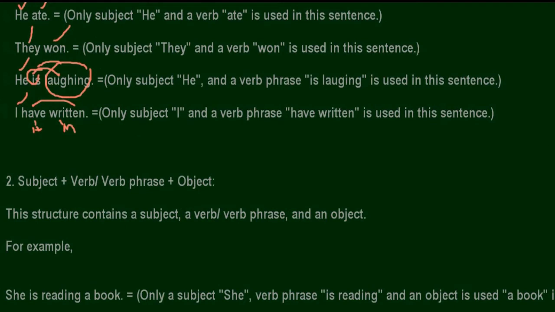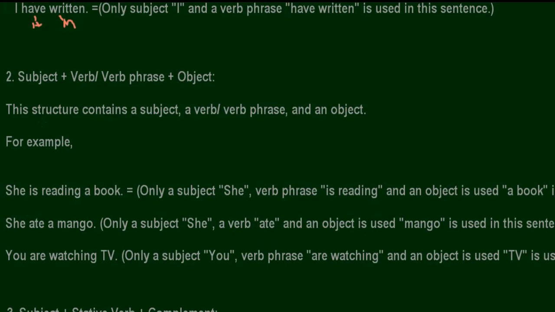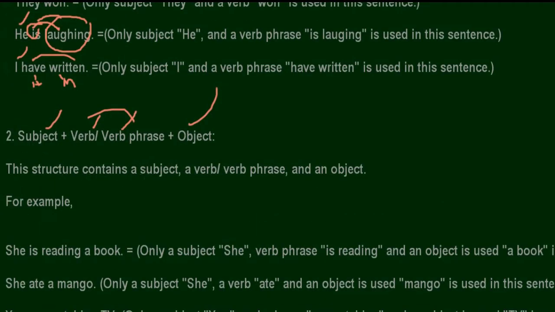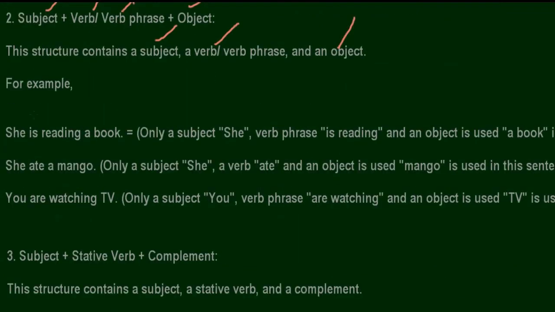Now let me explain what structure 2 is all about. In structure 2 we have subject, verb or verb phrase, and object. We have three things: subject, verb and object. For example, she is reading a book. She is a subject, is reading is a verb phrase, and a book is an object. So it is subject, verb and object. This is called structure 2.